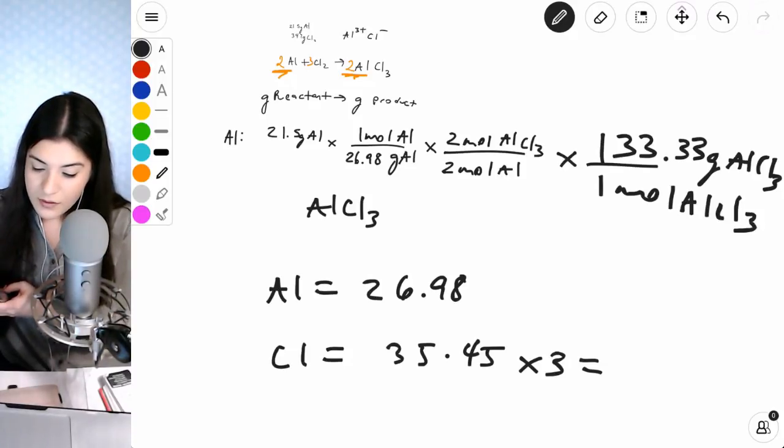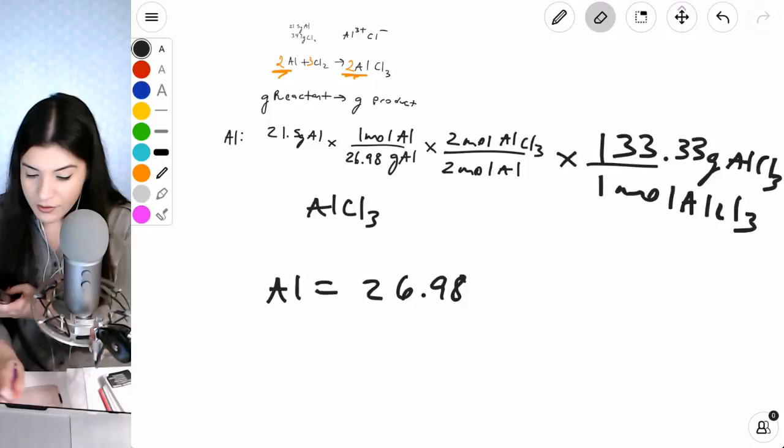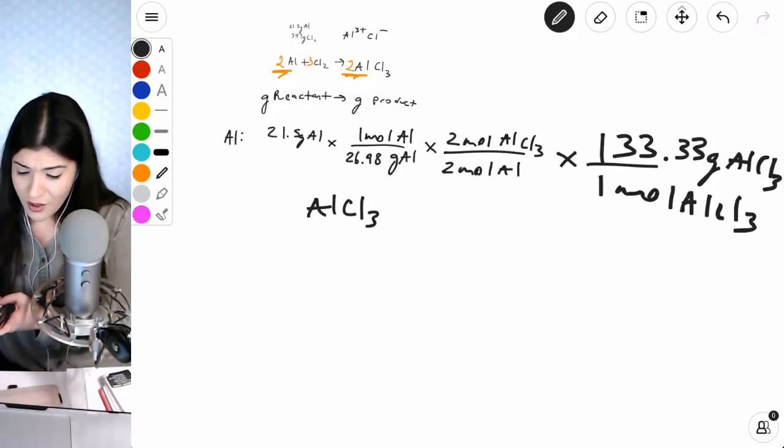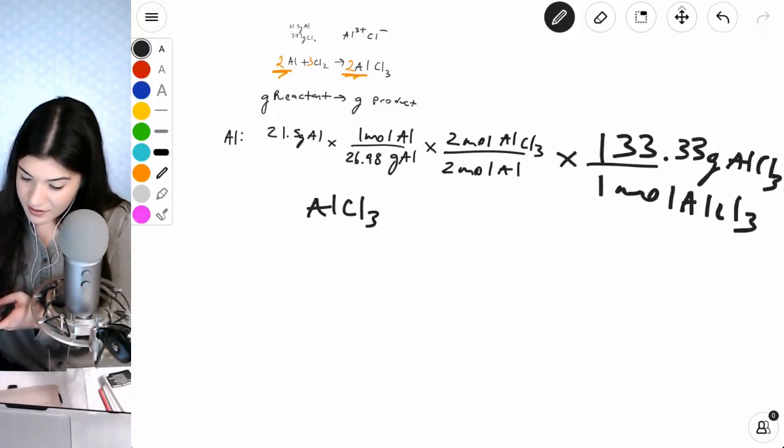Okay. So now let's multiply everything straight across and divide and see what this first part gives us. And then we have to do this all over again for the other reactant, and multiply those two and divide. Let's see what we get.